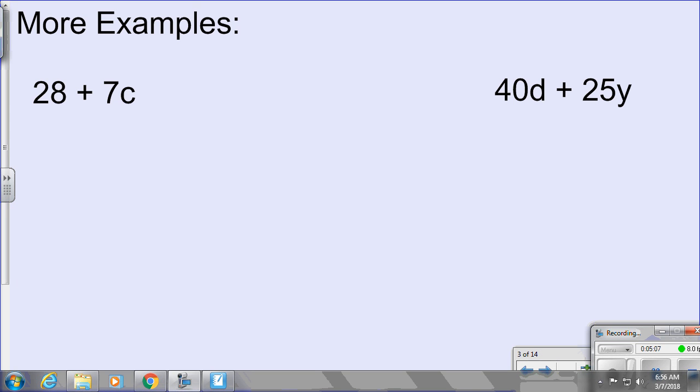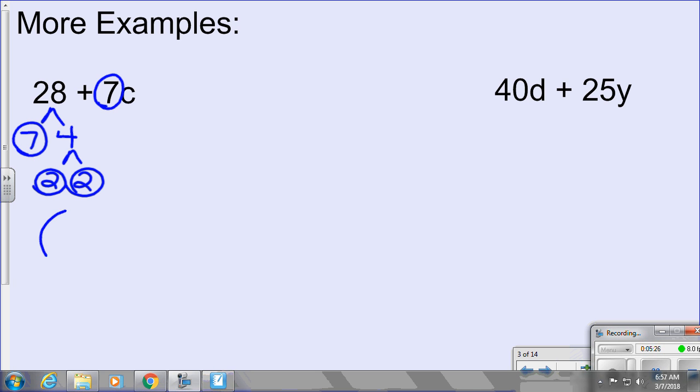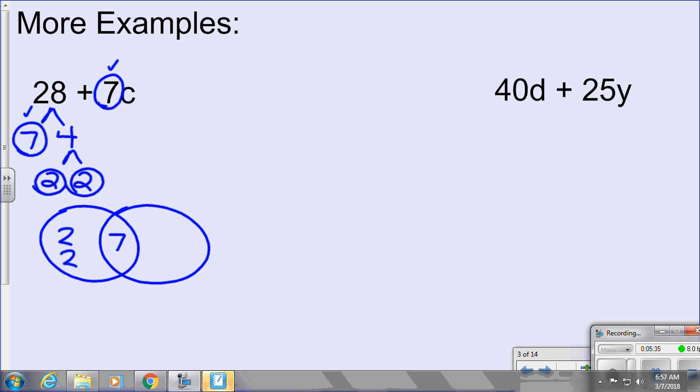Let's try a couple more together. 28 and 7. 28 is 7 times 4. 7 is prime. 4 can be broken down into 2 times 2. 7 is prime. We can circle it right from the beginning. Now we place our numbers into our Venn diagram. 7 matches with 7, goes in the middle. The other 2's do not match with anything. And we're done. Now we need to write our answer.